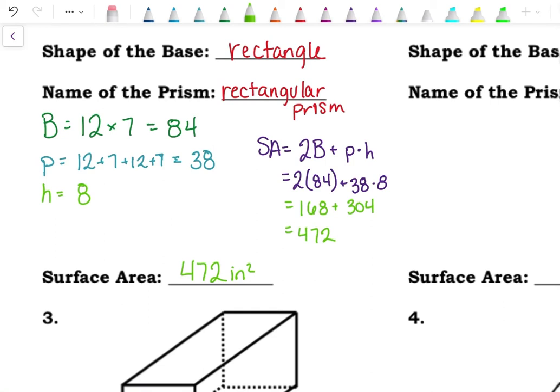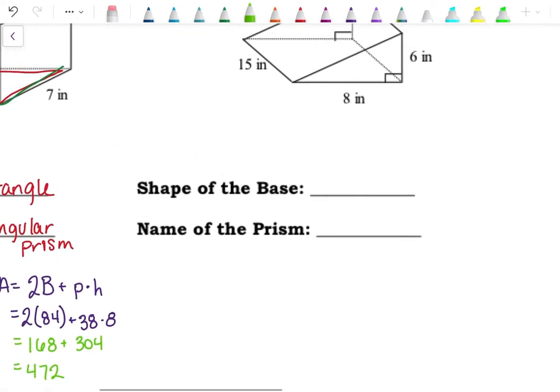Again, we're going back to squared. We're dealing in 3 dimensions, but we're still talking about area. So we're going to deal with square units for this one.